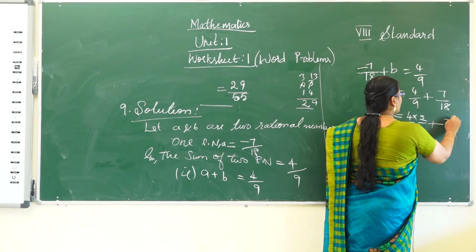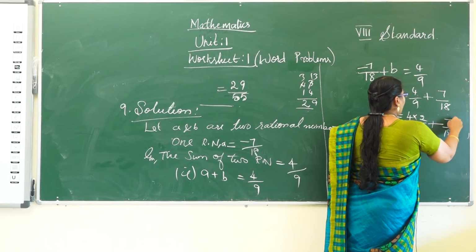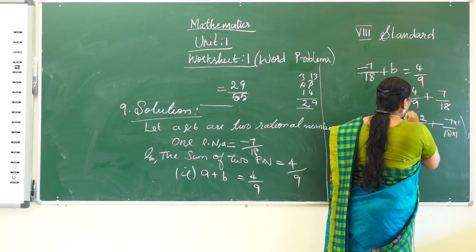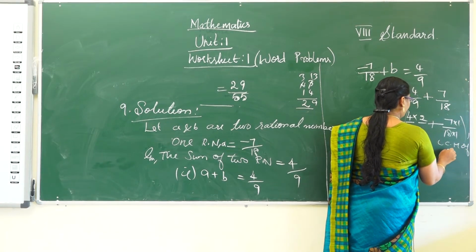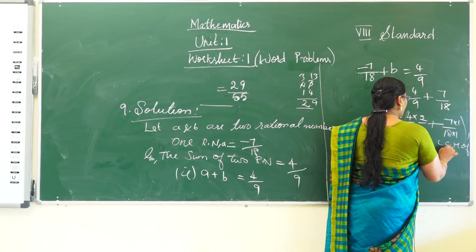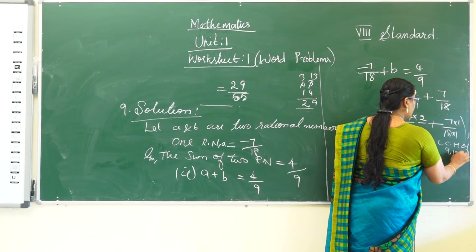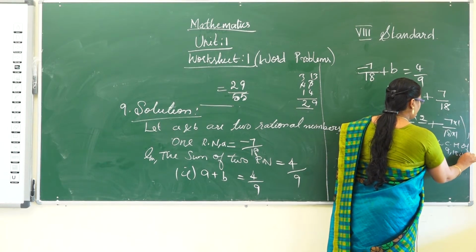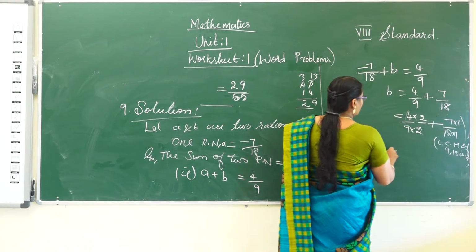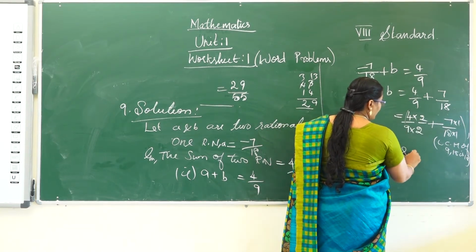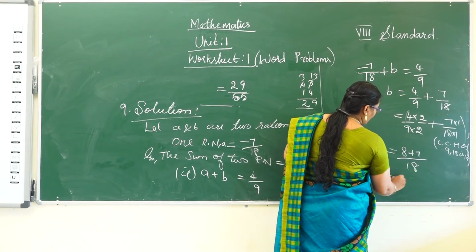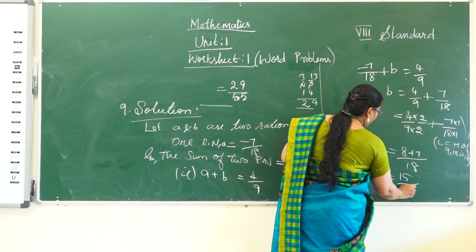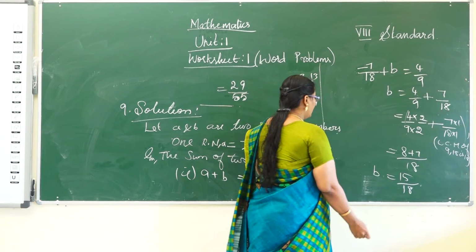Okay, so 7 by 18. Here multiply numerator and denominator by 1. Within a bracket write LCM of 9 and 18 is 18. Okay, so 4 2s are 8 plus 7 by 9 2s are 18. So 15 by 18. So B is equal to 15 by 18.